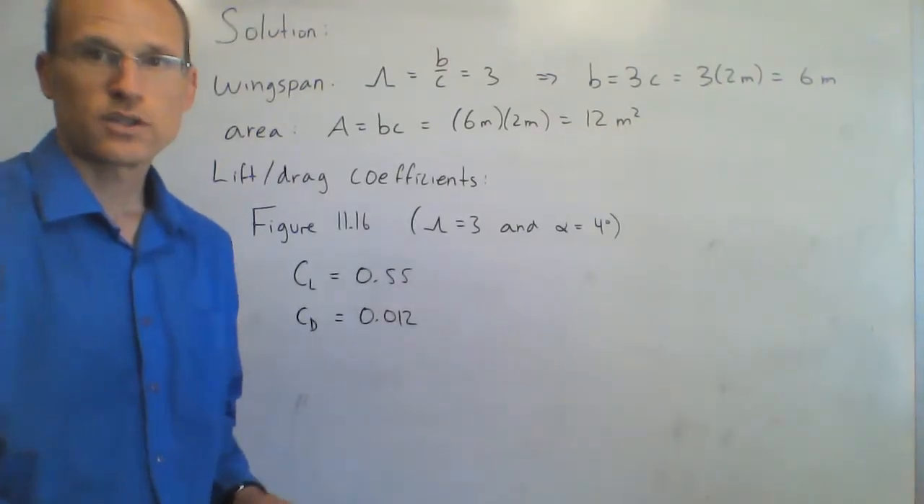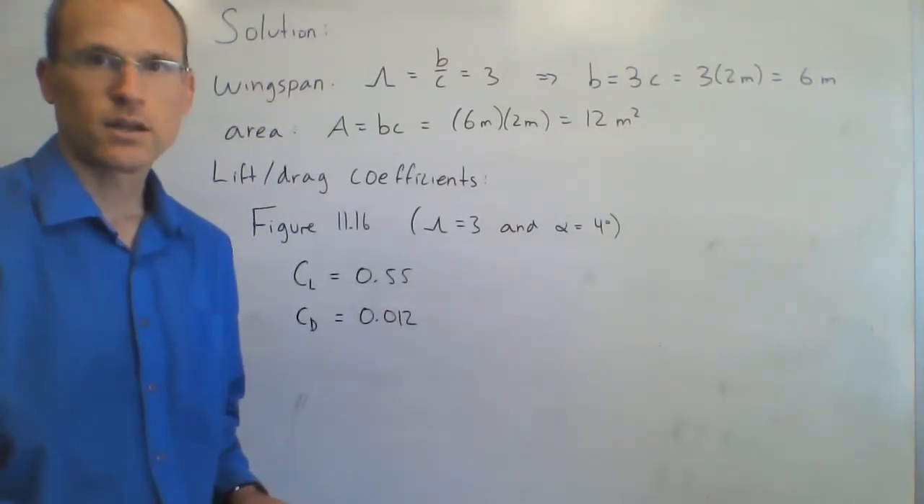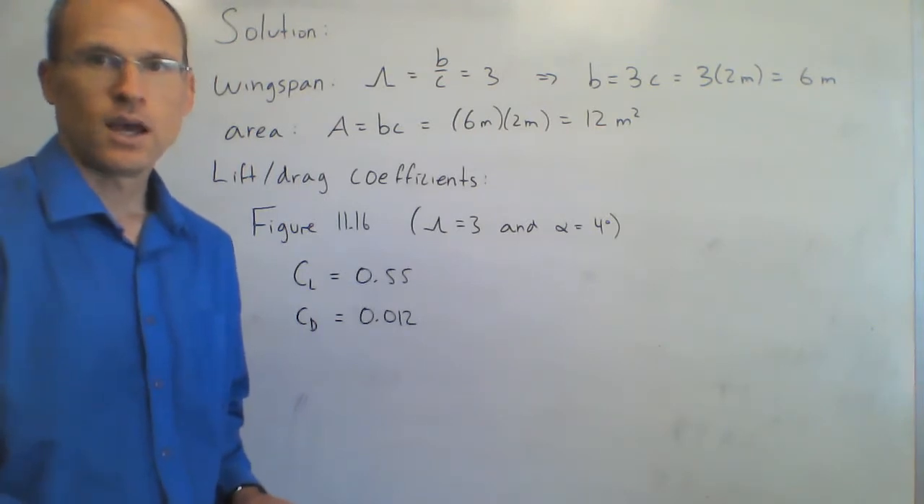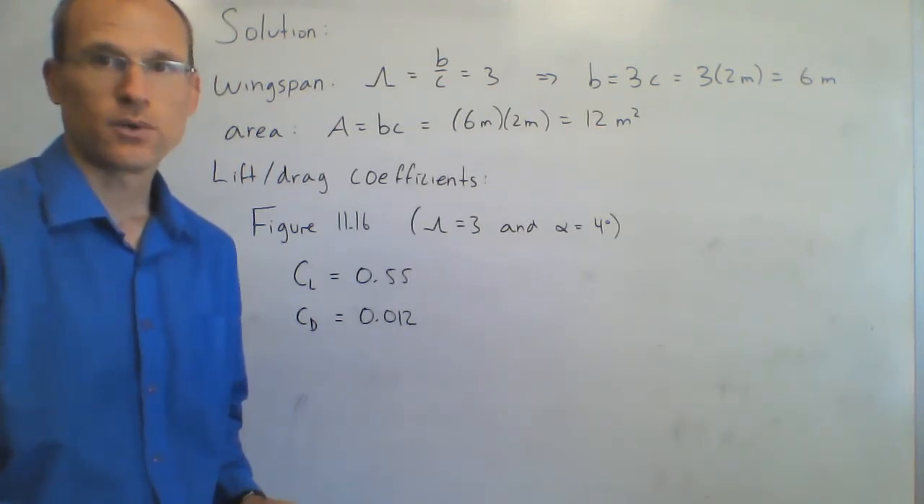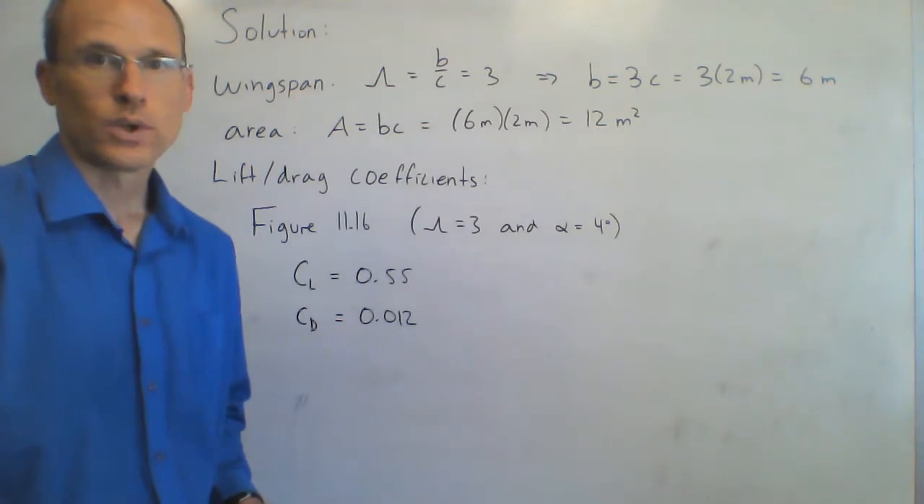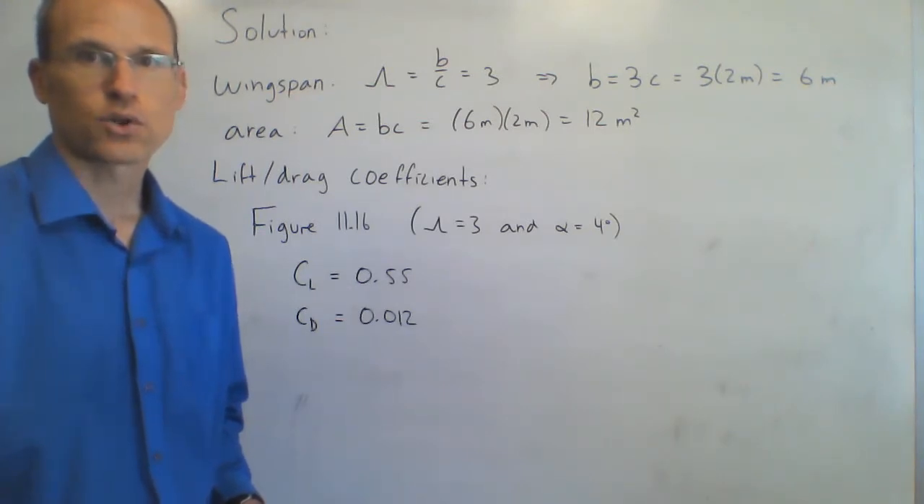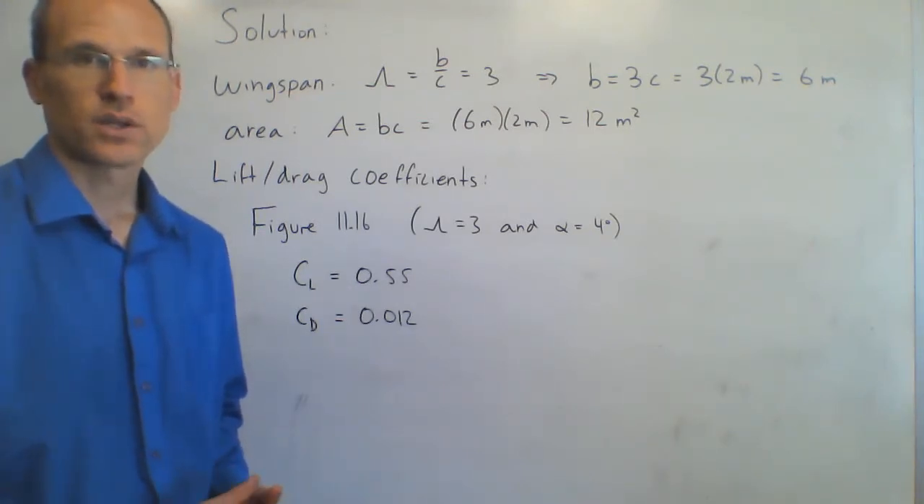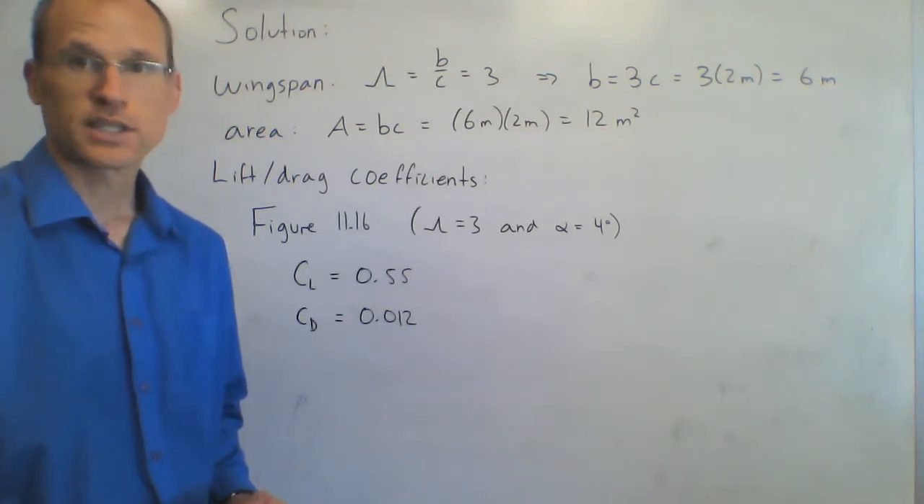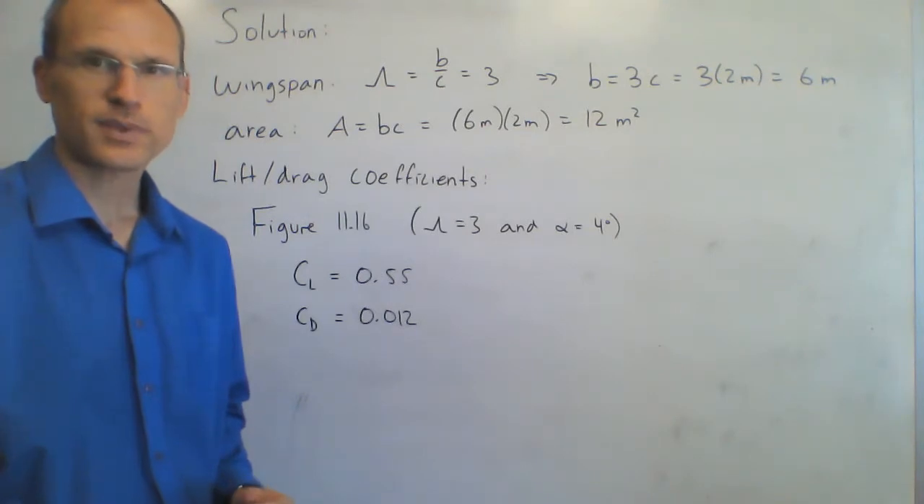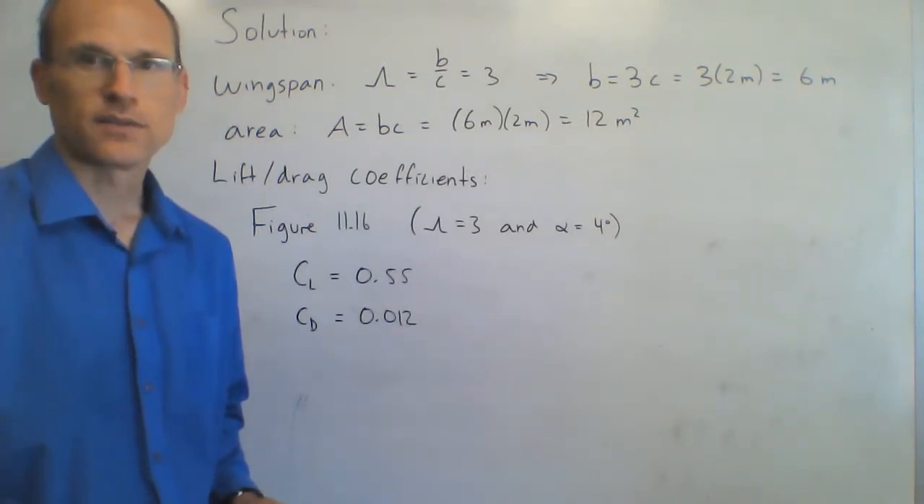To answer this question, I have some preliminary data I want to get. For one thing, the wingspan. I have a chord length of 2 and an aspect ratio of 3, so I can get the wingspan by multiplying the chord length by the aspect ratio. So 3 times 2 meters gives me a wingspan of 6 meters. I'll need to know the wing area. Wingspan times wing chord, so 6 meters times 2 meters gives me 12 square meters. And then the last thing I'm going to need are the lift and drag coefficients.